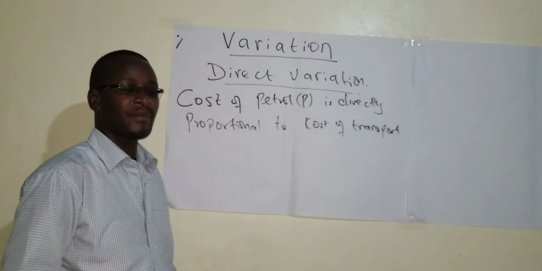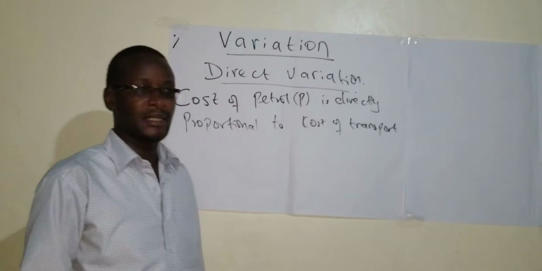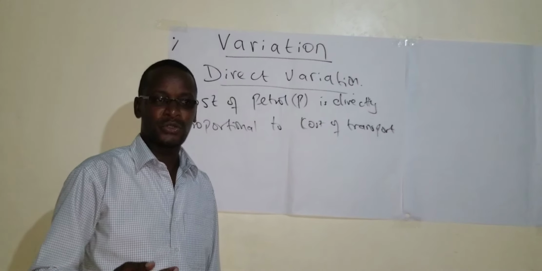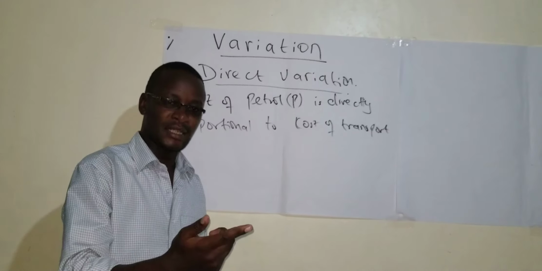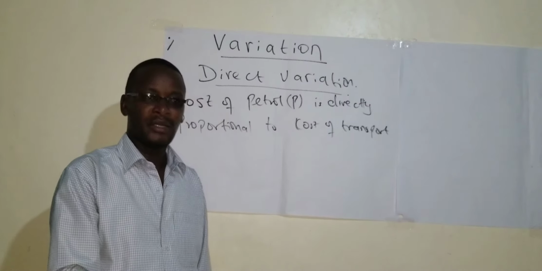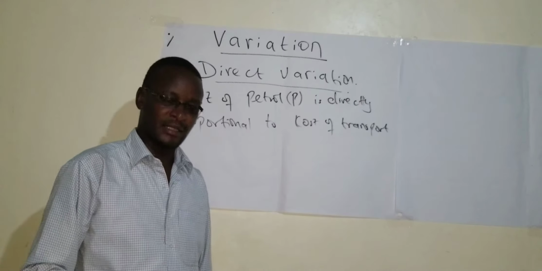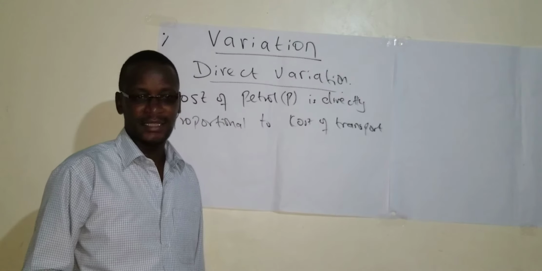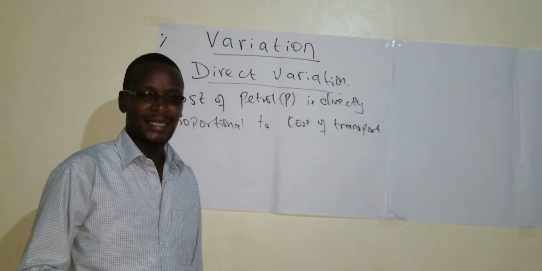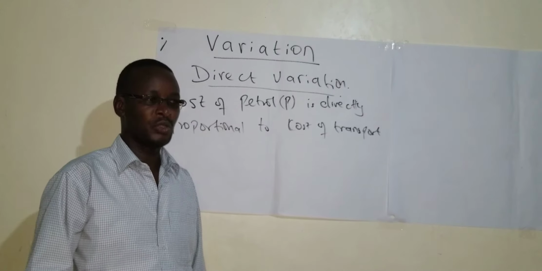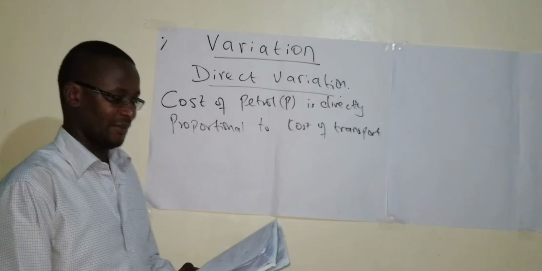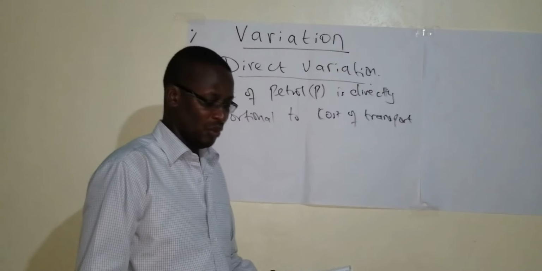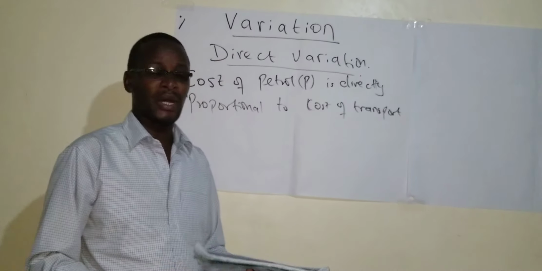Similarly, when you look at the cost of transport and the distance that is covered, those who travel a longer distance pay more than those who travel a shorter distance. So we can also say the cost of traveling in Kenya or anywhere in the world is directly proportional to the distance covered. And so many other examples. So that is what we talk about.